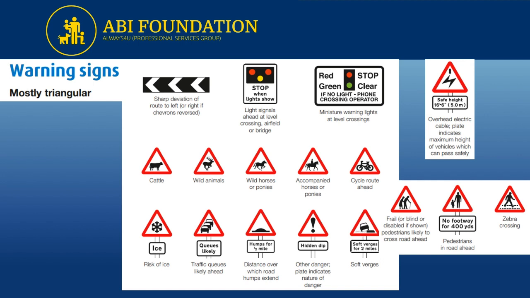So this one is a hidden dip. Definitely, in most cases, in one of the hazard clips, you will see these. You will also see zebra crossings. Whatever you are seeing here, you need to be very clear on this one also. There is a sharp deviation of the route depending on direction. This one is to the left. You may have it on the right.